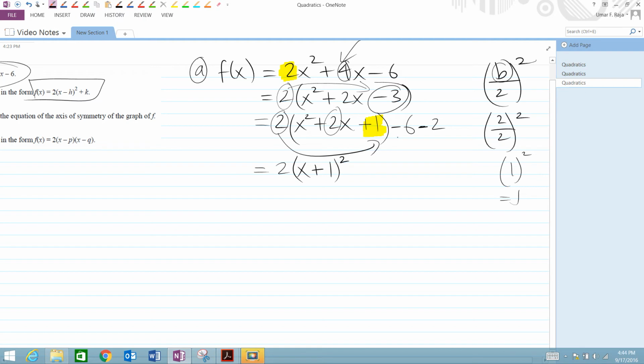And of course, the numbers that are on the outside of the parentheses, the negative 6 and the negative 2, once you combine those, that's going to give you a negative 8. And this is what the vertex form of that equation looks like. So this answers that first part of the question.